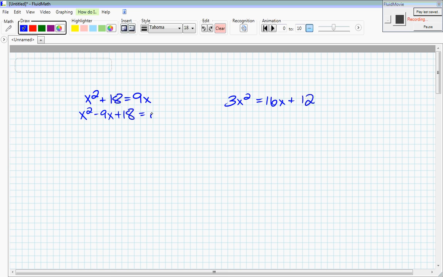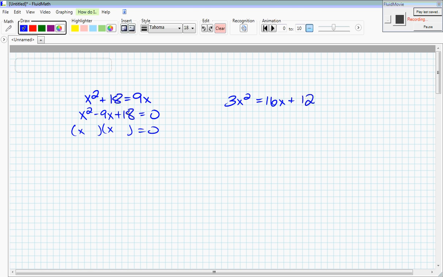I'm still going to add 18, and now that it's equal to 0, what we can do is factor and set the individual factors equal to 0 by the zero product property. So in this case, we have 3 terms, no GCF, quadratic. We know it's going to factor into 2 binomials. We know the first term in each set of binomials is x, because x times x is x squared.